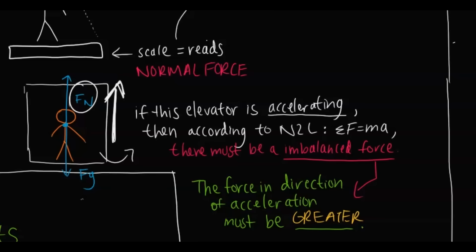And when I put it into the equation, the net force acting in the y would be Fn as the positive, and then plus negative Fg. And then I would set this equal to mass times acceleration, and then you'll find that Fn will indeed be greater than Fg.